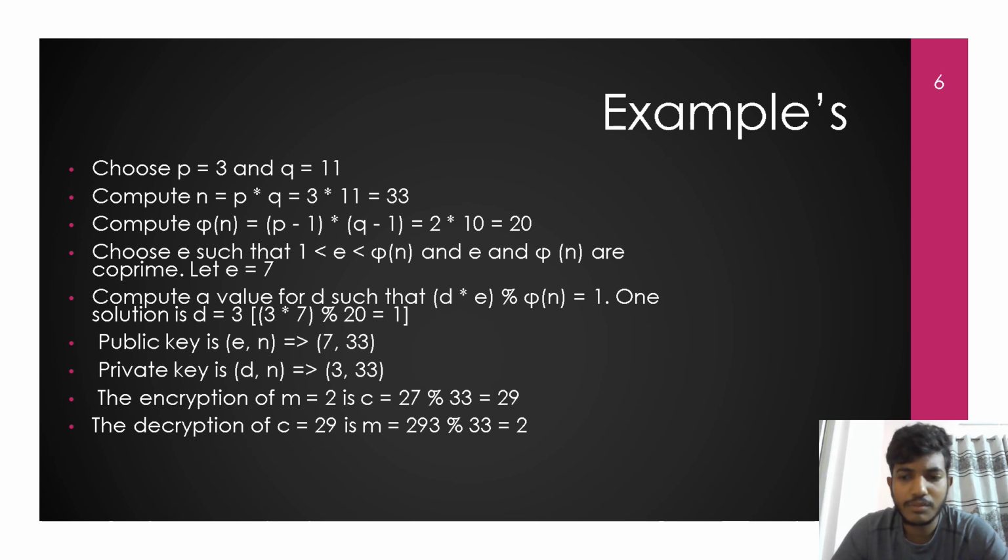Next, encryption. How do we encrypt the plaintext? When M is equal to 2, we encrypt using the public key, so 2 to the power 7, that is 128 mod 33, is equal to 29. For decryption, M is equal to 29 to the power 3 mod 33, which is equal to 2.